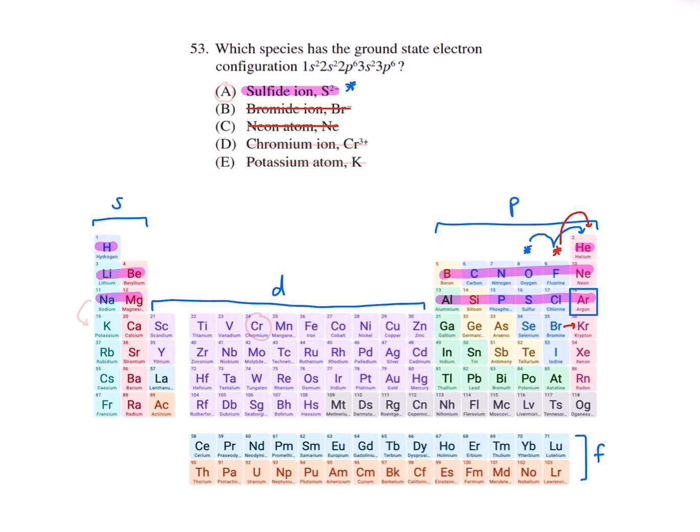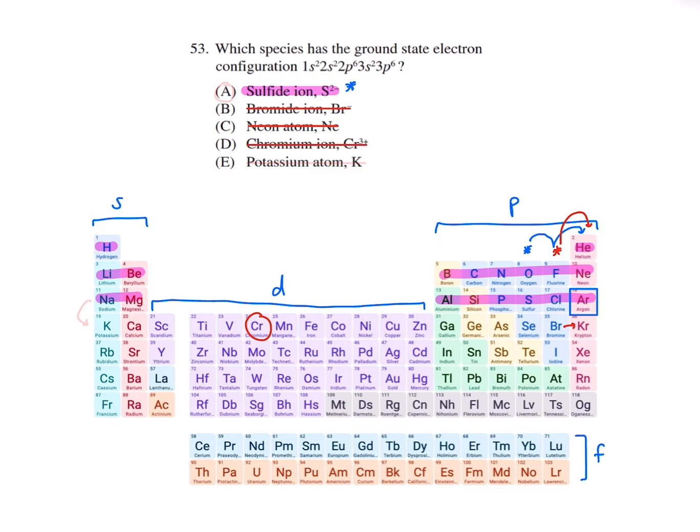And then for chromium, chromium's way over here in the transition metals. So no matter what it is as an ion, it will not be chemically equivalent in this case. So we can go ahead and cross out the chromium ion.